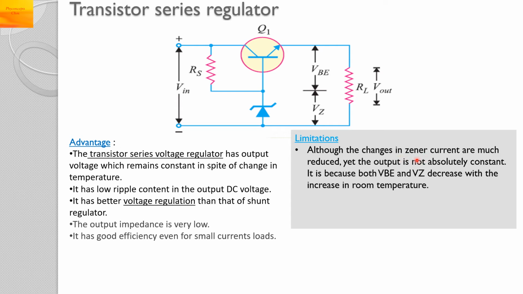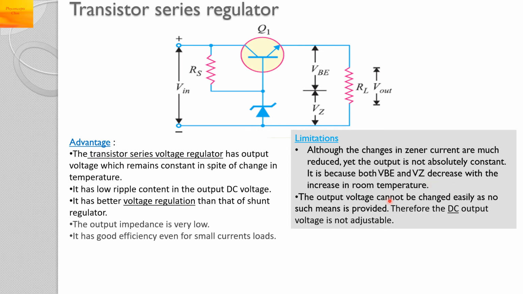The limitation is that although the changes in Zener current are much reduced, yet the output is not absolutely constant. It is because Vbe and Vz decrease with an increase in the room temperature. Also, the output voltage cannot be changed easily as no such means is provided. So the DC output voltage is not adjustable.